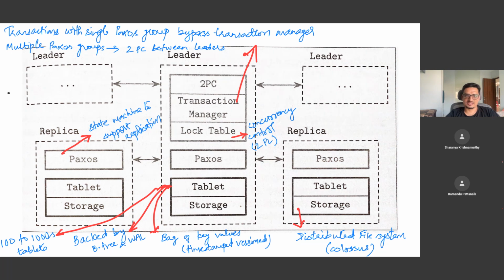This is what I just described. Paxos is there to make sure that there's a state machine to support replication and leadership and all of that. Two-phase commit, plus a regular lock table for concurrency control, implements two-phase locking internally. A tablet is a bag of key value pairs with timestamp versions and stuff like that. And storage is basically Google's own file system called Colossus.